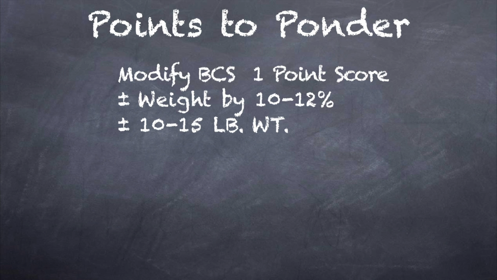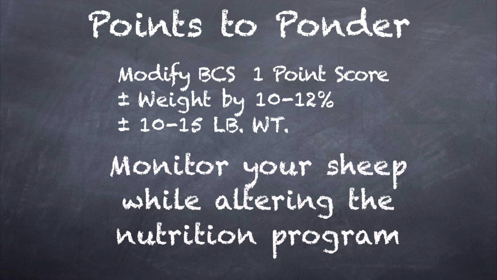range. Body condition score can be modified by 1 point by increasing or decreasing the sheep's weight by 10 to 12%. This usually requires a 10 to 15 pound body weight increase or decrease to change the score. You will need to monitor how your sheep respond to desired changes while altering the nutrition program, which can take some time. It is better to prevent becoming too thin or fat using body condition scoring frequency than to try and change feeding practices to bring them back to the ideal weight.